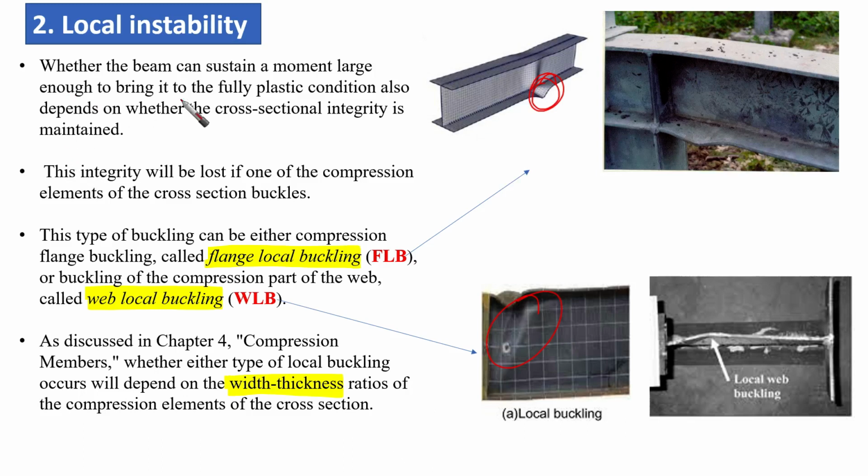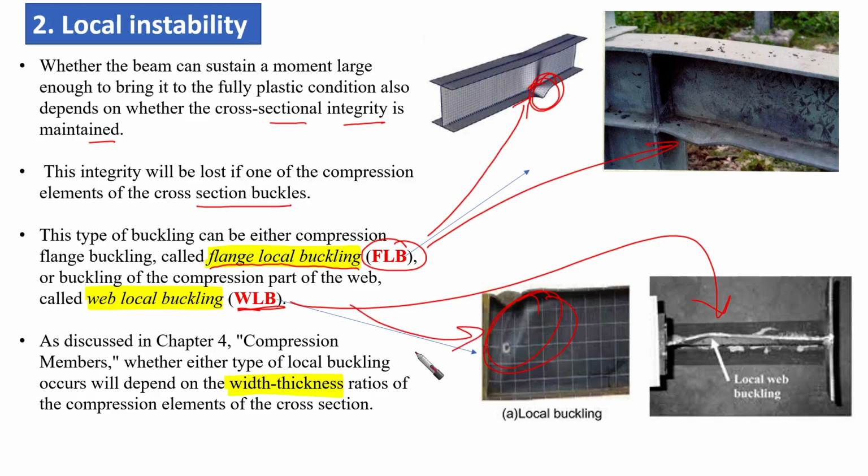Okay, whether the beam can sustain a moment large enough to bring it to fully plastic condition also depends on whether cross-sectional integrity is maintained. That's right, because we are talking about local stuff here. This integrity will be lost if one of the compression elements of the cross-section buckles, whether it is the flange or the web. If the flange is going to buckle, we call it flange local buckling, FLB, as you can see here. And if the compression part of the web is going to buckle, then we call it web local buckling, WLB, as you can see here.